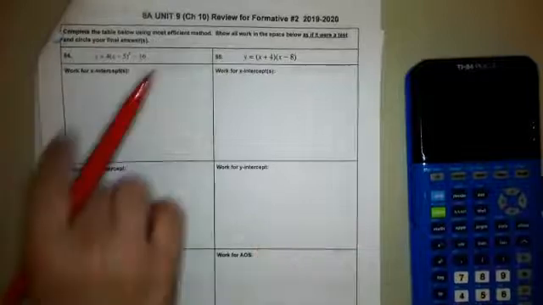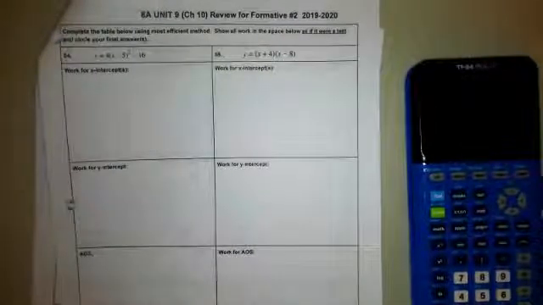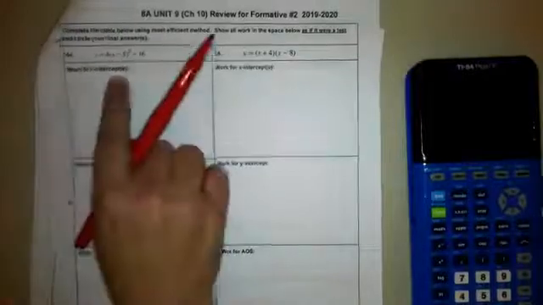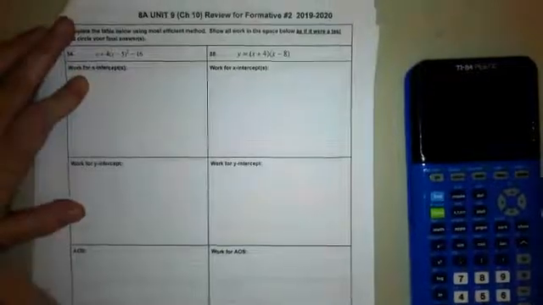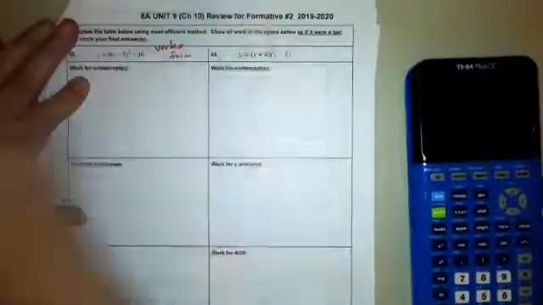Okay, number 54 is what we're going to start with now. And it says, complete the table below using the most efficient method. Show all your work in the space below as if it were a test and circle your final image. So we have y equals 4 times x minus 5 squared minus 16. And I hope that you recognize that this is in vertex form.